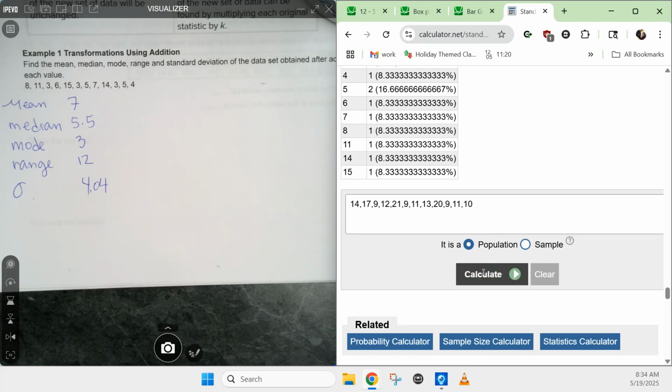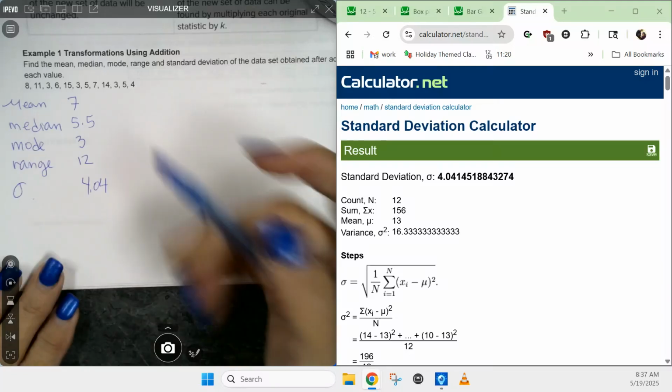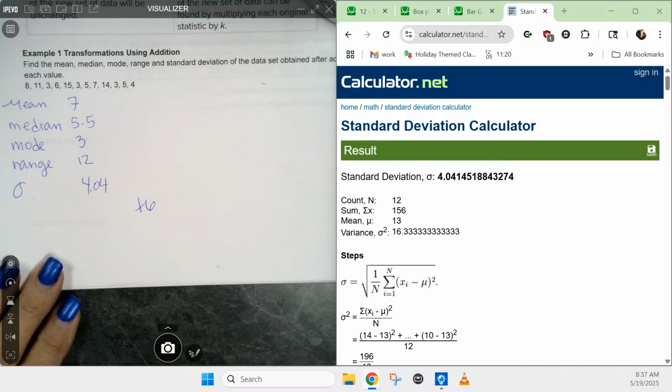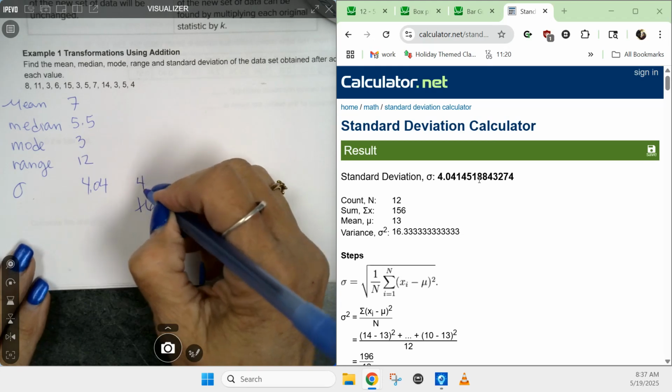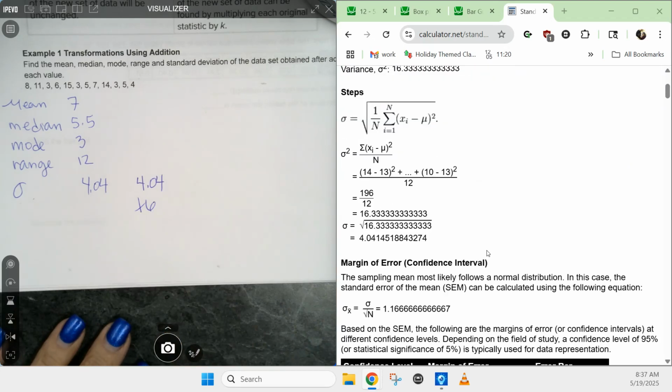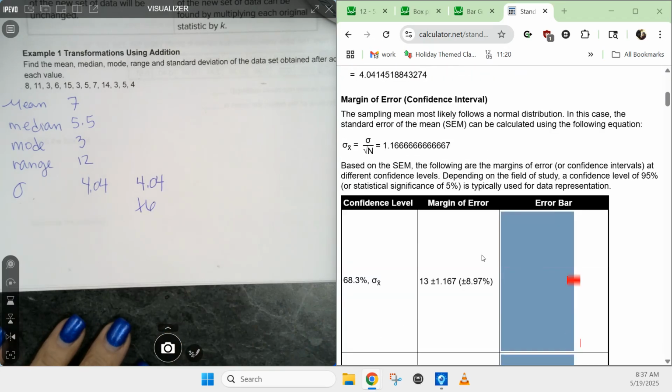Okay, so we added 6. Now, I know you didn't see when it actually went through, but this is the standard deviation. Look at that. What do you notice about the standard deviation? It didn't change at all.